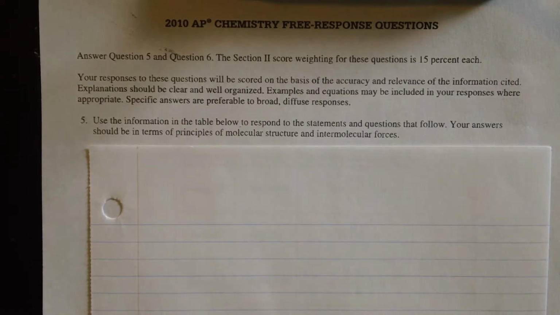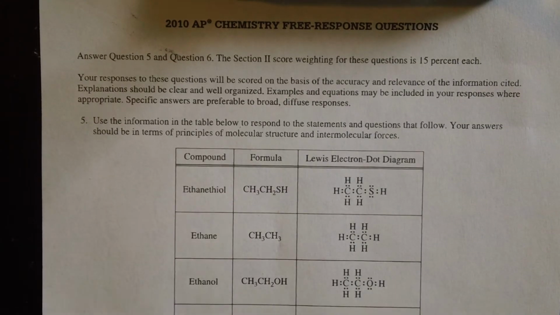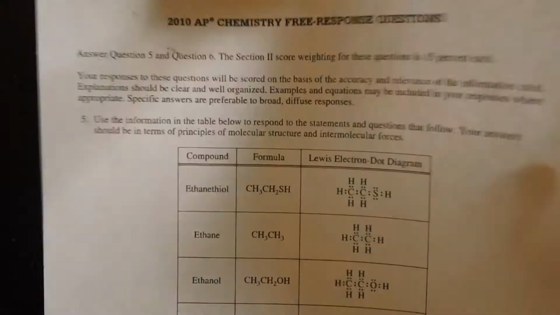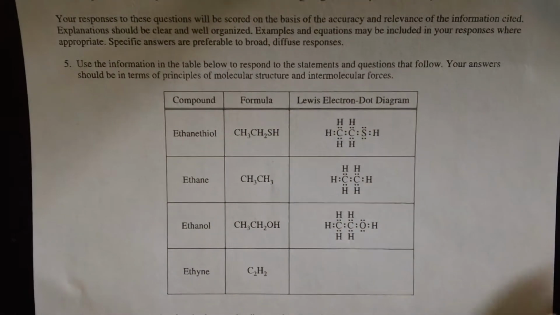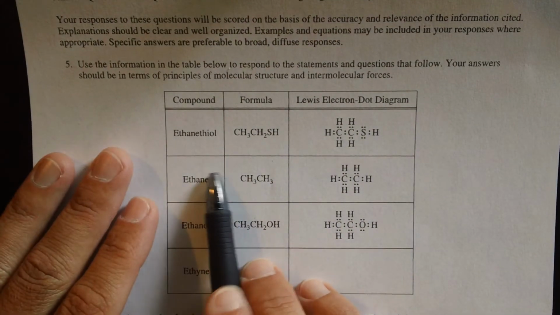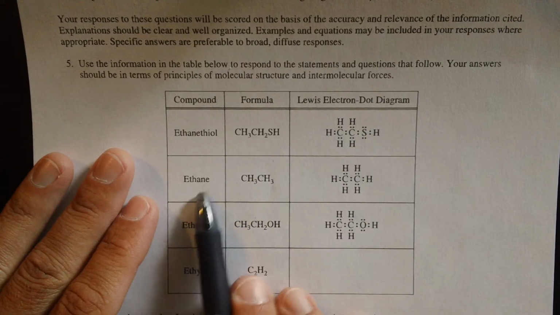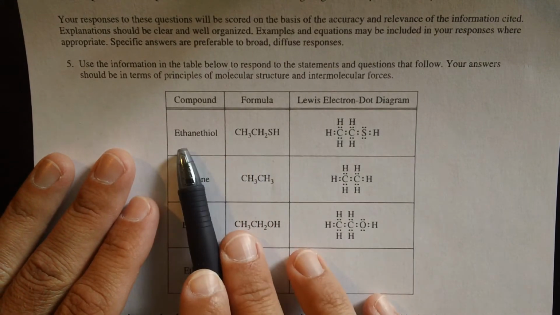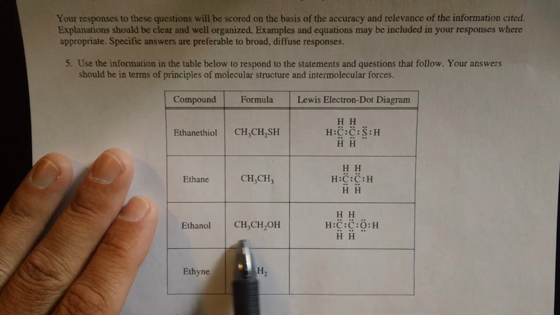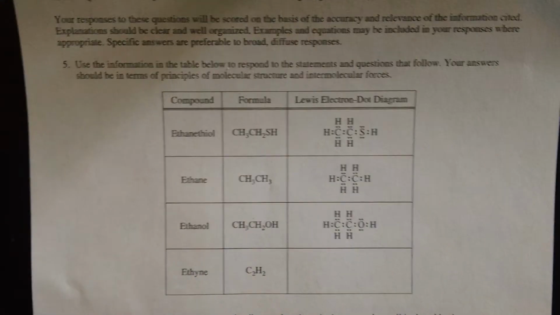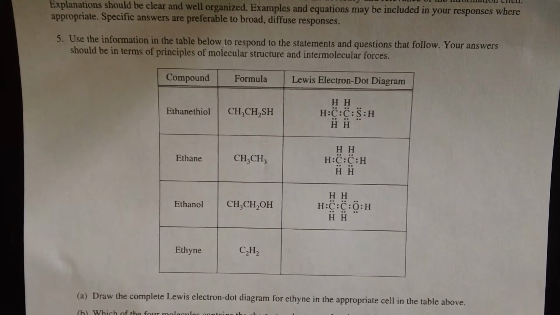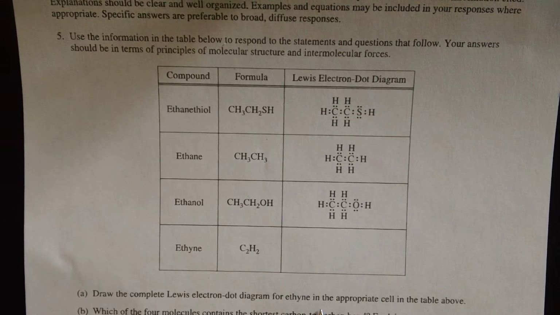So here we go. It says use the information in the table below, respond to statements and questions that follow. So they give us a bunch of different compounds that start with eth, right? Which means eth is for 2, so there's 2 carbons in each of these compounds. And it says to draw the Lewis dot diagram for ethine at the end here.